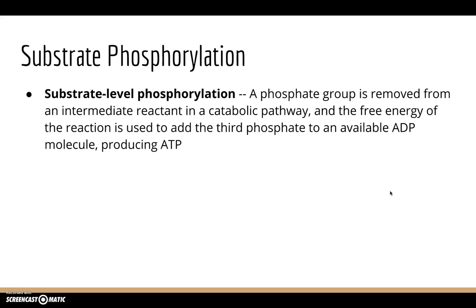ATP is generated through two mechanisms during the breakdown of glucose. In the first mechanism, known as substrate-level phosphorylation, a phosphate group is removed from an intermediate reactant in the catabolic pathway, and the free energy of the reaction is used to add the third phosphate to an available ADP molecule, producing ATP. This is the most direct method of phosphorylation.